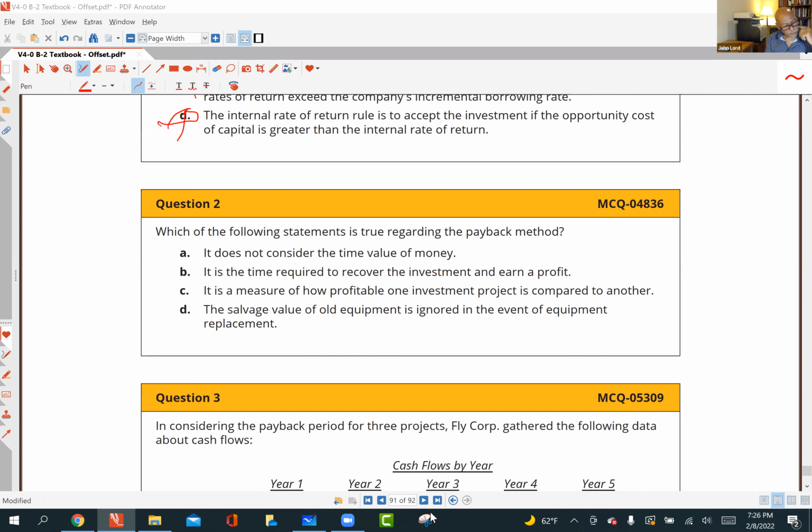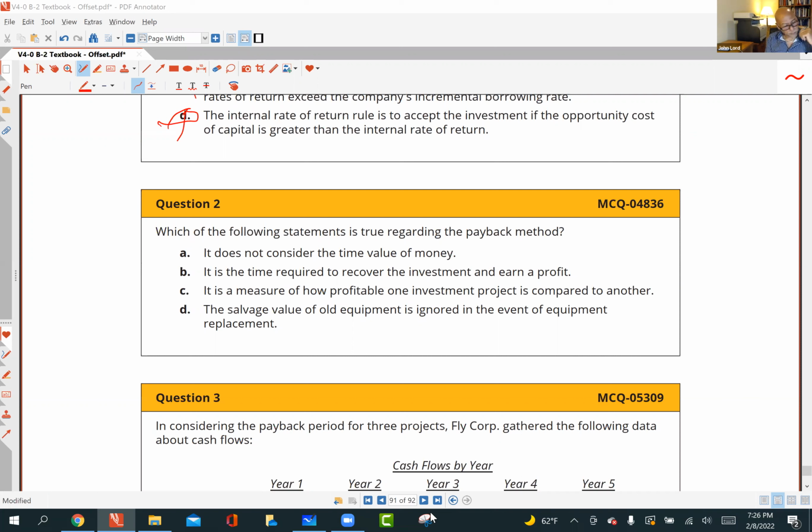Now you would ignore the salvage value of the equipment that you're thinking about buying under the payback method, because think about that. If I'm going to have to sell the equipment to recover my investment, that's a horrible business decision. So you would ignore the salvage value of the new equipment in the evaluation, if you're using the payback method.